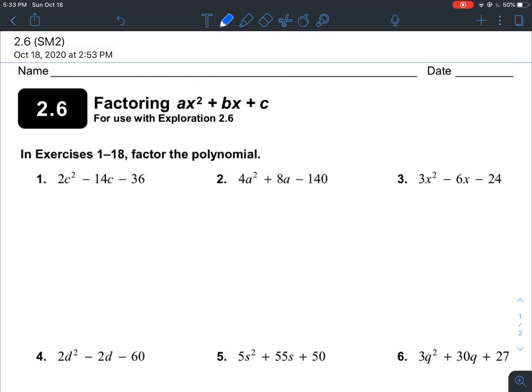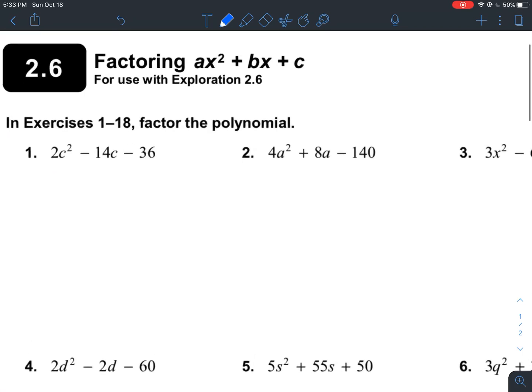So there are a couple different things that you can do to approach this, and that's what we're going to learn about in 2.6. So first, for number 1, you see that we have this 2 out in front. So what we want to do first is factor out a greatest common factor between all three terms. So can we do that? Is there something in common? And the answer is yes, they all have a greatest common factor of 2. So we can factor out a 2 from every single term.